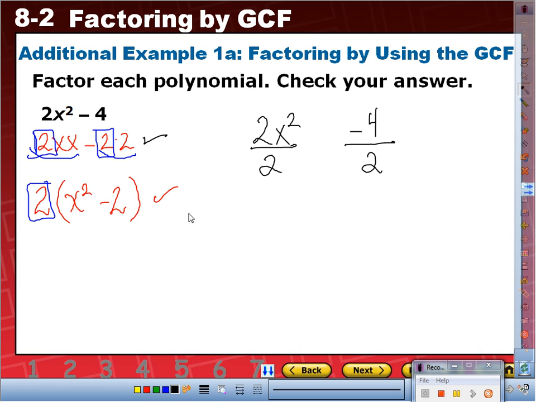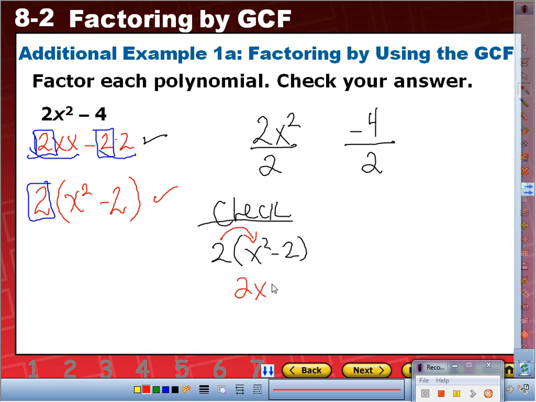Okay? Now let's check to see if it's correct. I'm going to write this one. 2 times x squared minus 2. And to check, all we have to do is the inverse of division, which was, now we multiply. What is 2 times x squared? 2x squared. What is 2 times negative 2? Negative 4. Is that the same thing that we started with? Yes. Copy that, please.